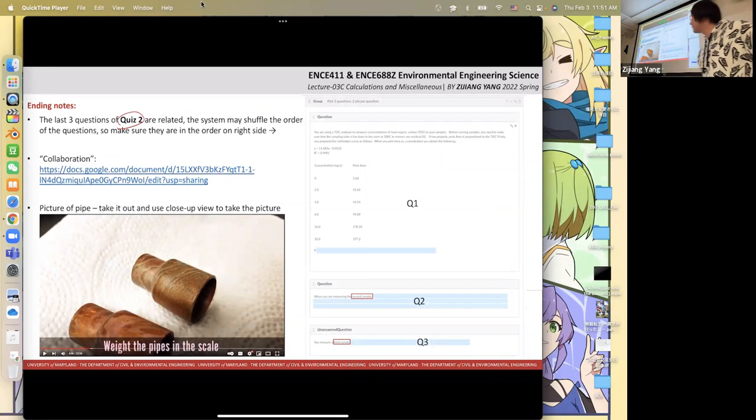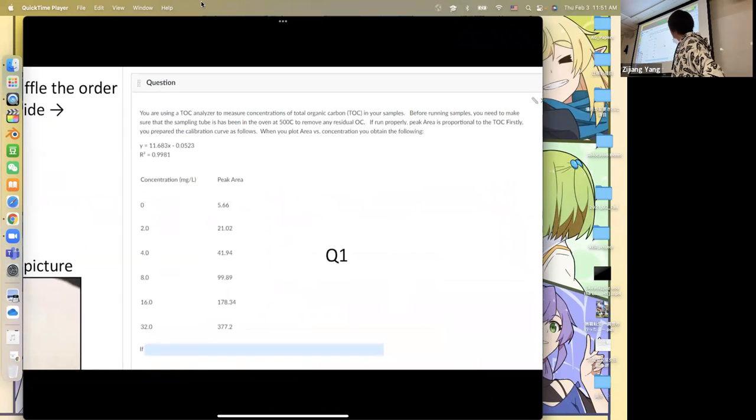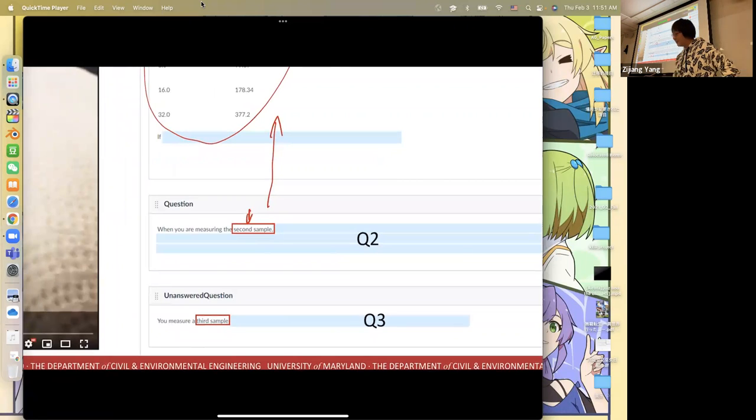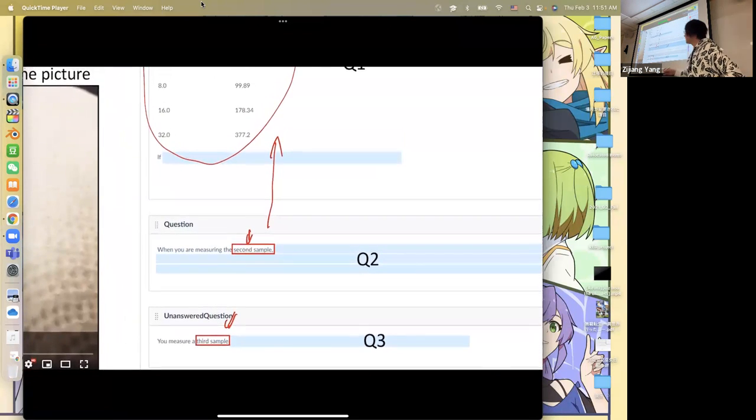Final notes for you. For quiz 2, the last 3 questions are related, and because the ELMs may shuffle the order of the questions, I just want to make sure: for the first question, we are going to have this calibration curve. The second question is based on the first question, where we have the second sample. For the third question, we have the third sample. So when you are doing the quiz, go through the questions and make sure they are in the correct order.